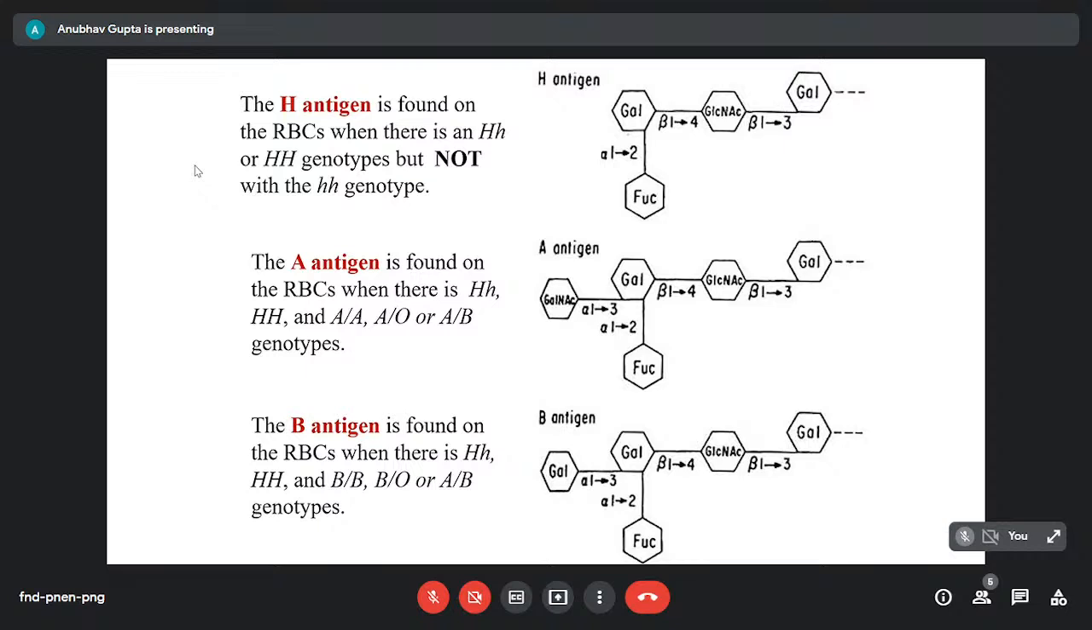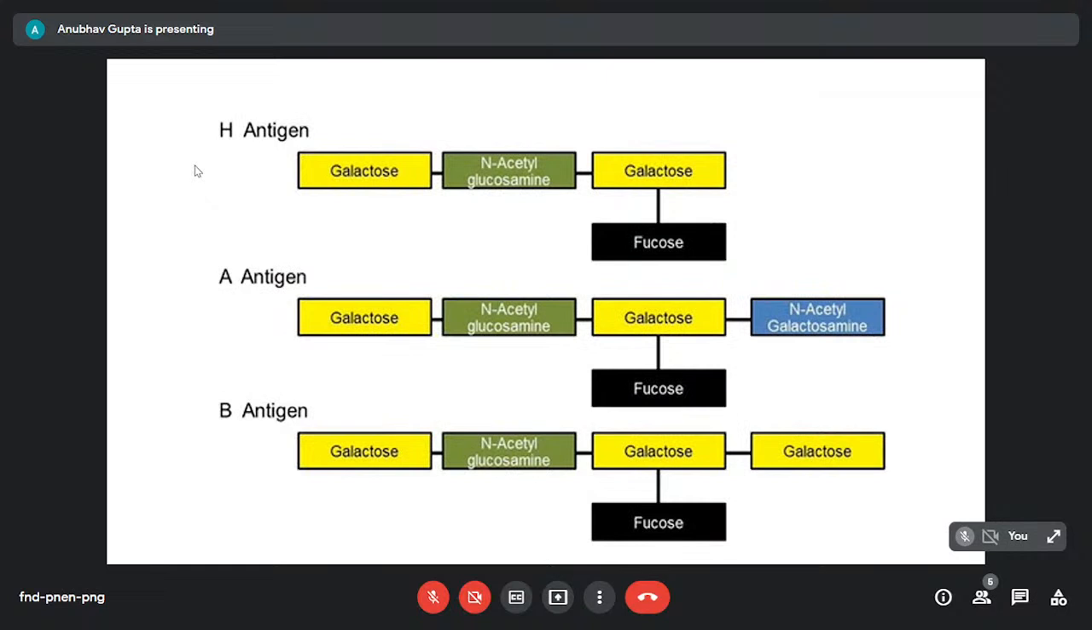So basically, this is the simplest slide. We are having the H antigen which is formed by the galactose and N-acetyl glucosamine. And when the fucose is added, we are having the H antigen. And on that H antigen, if the N-acetyl galactosamine is attached, it is the A antigen. And if galactose is attached, it is the B antigen.